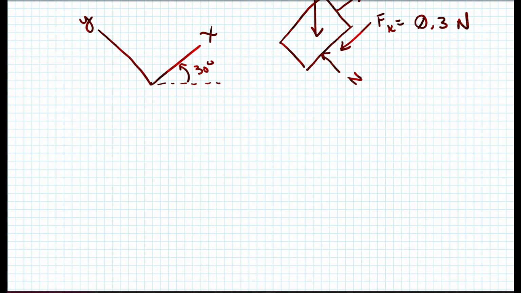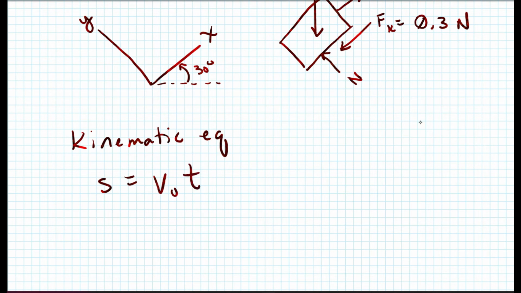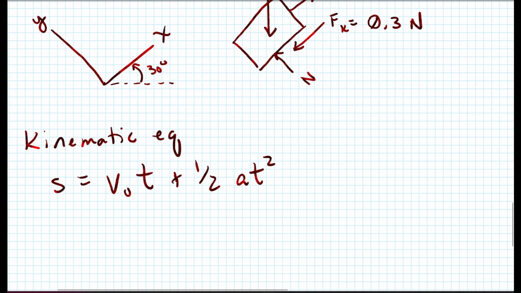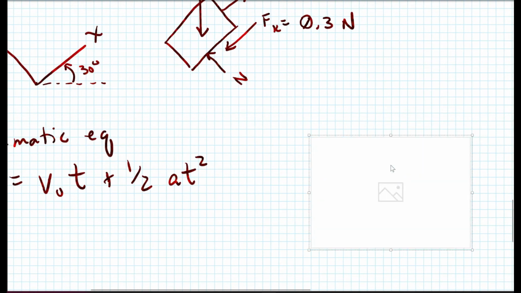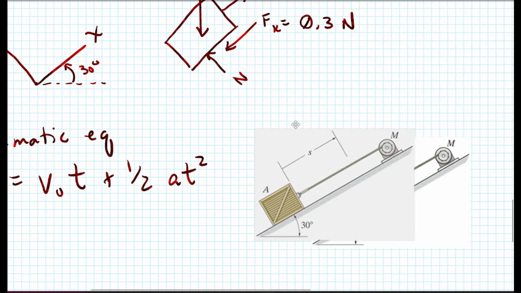Alright, so next, using the kinematic equation, we have S equals V sub O T plus 1/2 a t squared. All right, let's throw in here the picture again. I'll move it over some.